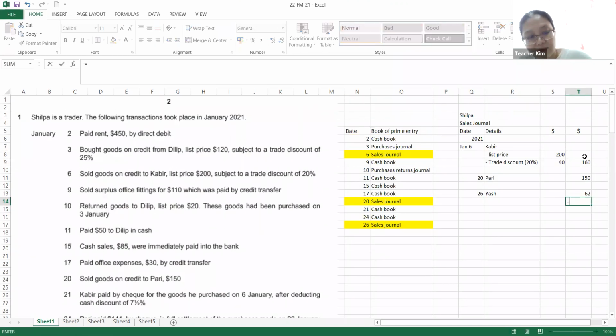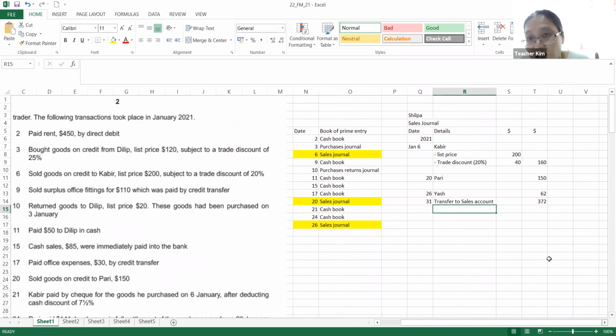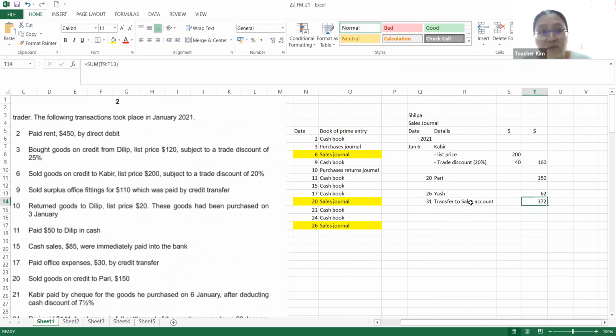So subtotal it first. And when we have the journal, sales journal or purchases journal, January last day is 31st. Transfer to where? They say ledger account. Transfer to sales account, not the sales ledger. Sales ledger is the account that records all the credit customers. So that is a different thing when we say sales ledger. So be careful with the words that we are using. This is a sales account. Okay.